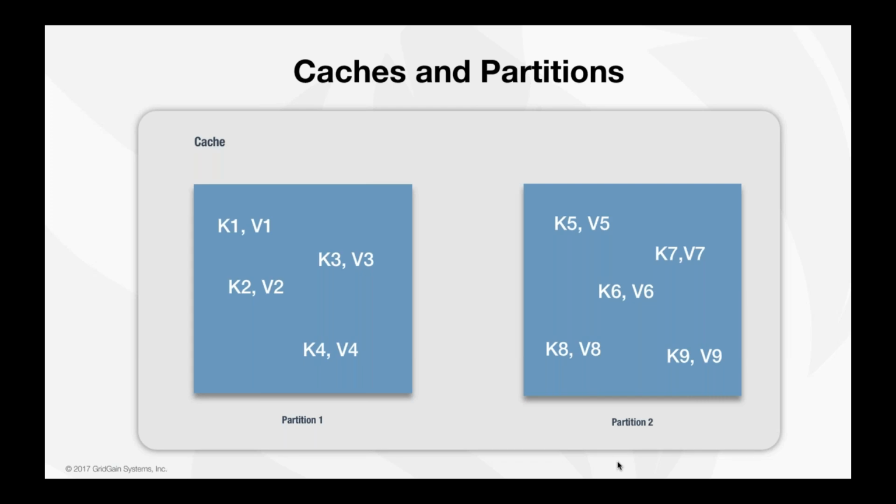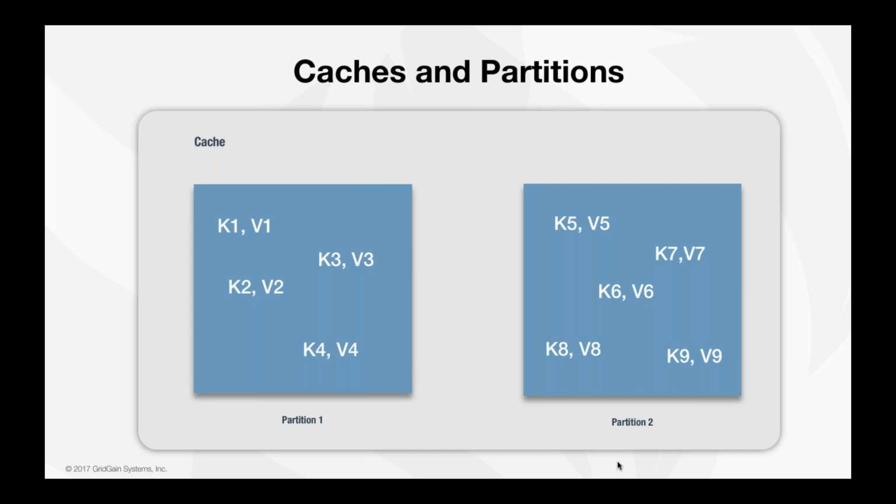Think of a cache a little bit like an aggregate, a collection. You could view it as a relational table if you like. But a partition is atomic. And here, on the left-hand side, for partition 1, for example, you can see that we've got some key values stored there. And then in partition 2, we've got other key values stored there.